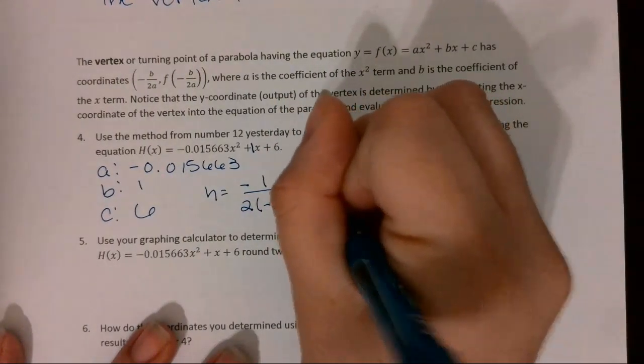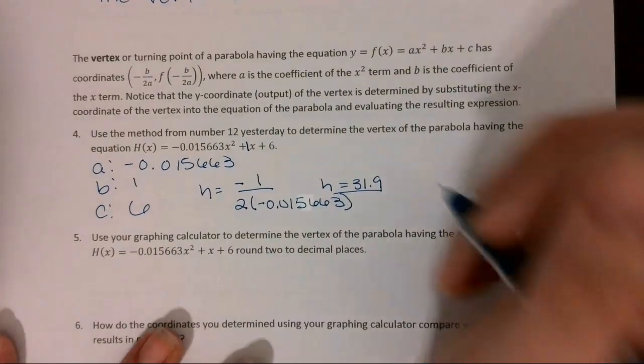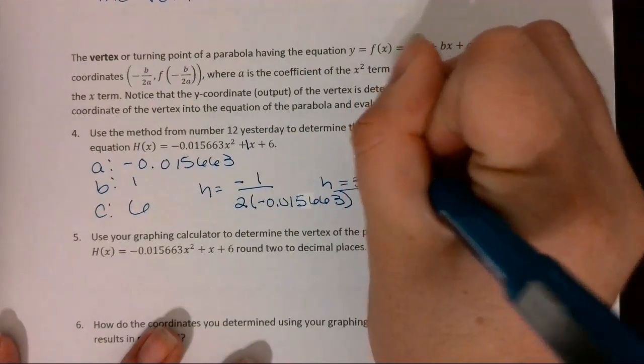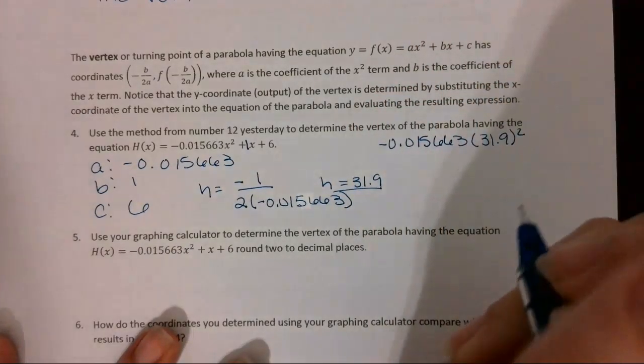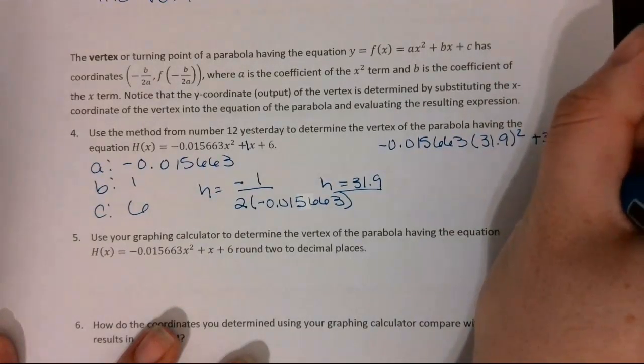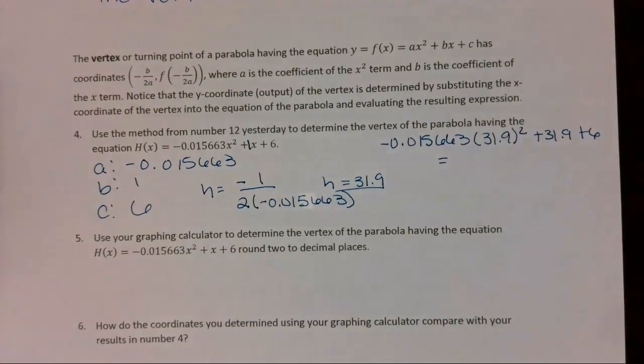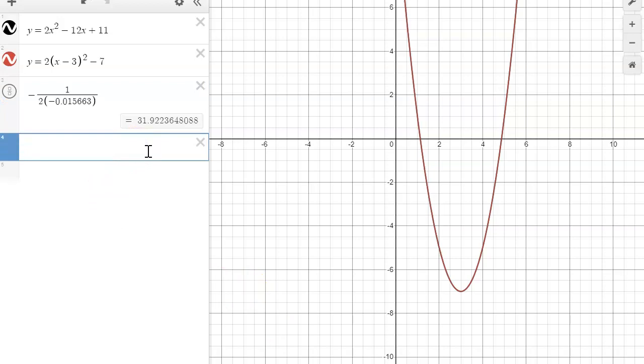Then what I'm going to do is I'm going to take this and plug back in for x. So I have negative 0.015663, 31.9 squared plus 31.9 plus 6. And I want to type that into Desmos and use that as the calculator. Negative 0.015663 parentheses 31.9 squared plus 31.9 plus 6. So notice this rounds to 22. So my vertex here is 31.9 comma 22.